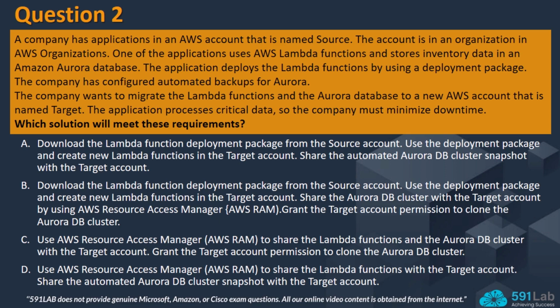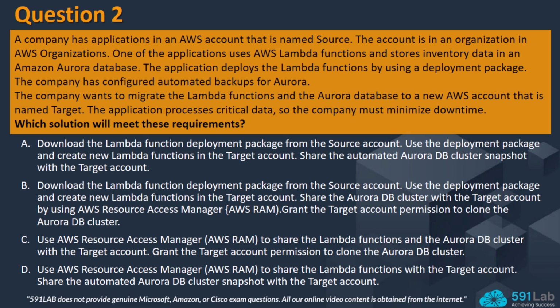Option D. Use AWS Resource Access Manager to share the Lambda functions with the target account. Share the automated Aurora DB cluster snapshot with the target account. This option shares only the Lambda function with the target account and provides the Aurora DB cluster snapshot, which may not be sufficient for migrating the database while ensuring minimal downtime.